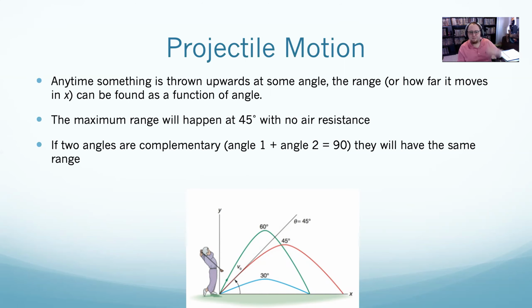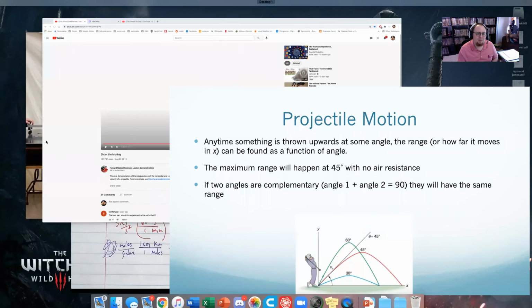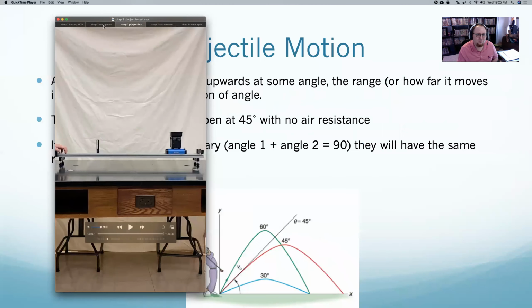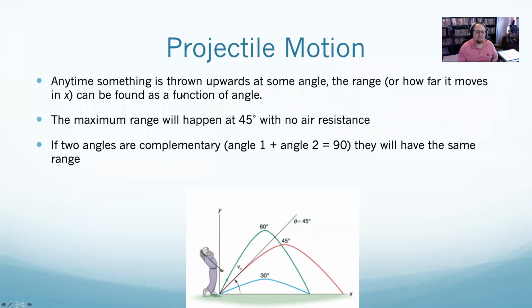So anytime something's thrown upwards at some angle, in projectile motion, the range is how we define how far it goes. Without air resistance, the maximum range something will have will always happen when you launch something at 45 degrees. A kind of interesting thing about this though, and hold on, I want to see. Nope, I don't have a video for that.